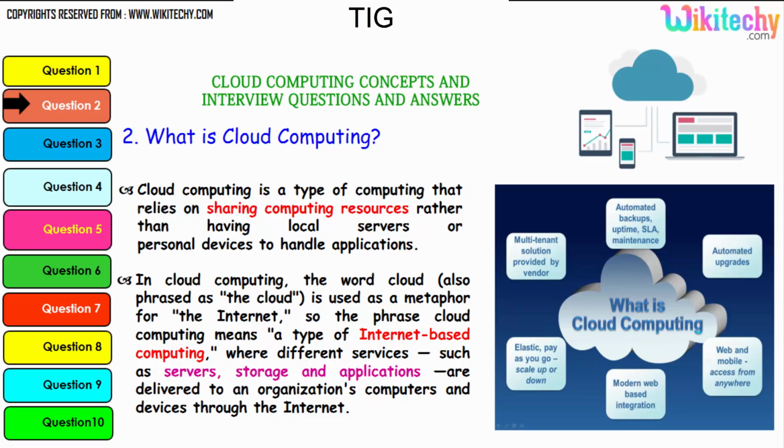Now let's see the definition. What is cloud computing? It's a type of computing that relies on sharing computing resources rather than having local servers or personal devices to handle the applications. In cloud computing, the word cloud is used as a metaphor for the internet. So the phrase cloud computing means a type of internet-based computing, where different services such as servers, storage, and applications are delivered to an organization's computers and devices through the network and internet.